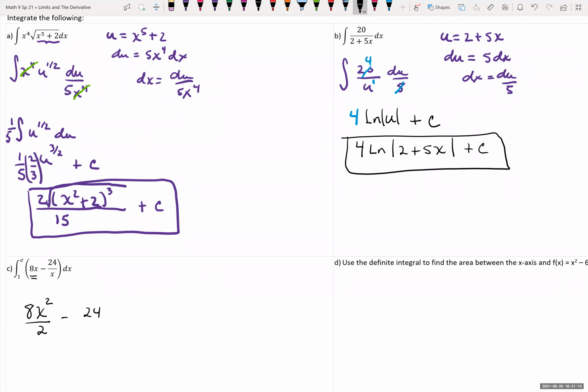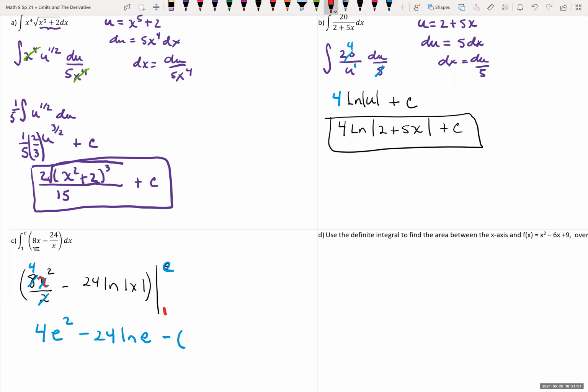So plug in the upper bound first. And actually, let's just simplify. 2 goes into this 8 4 times. So we have 4 times e squared, minus 24 natural log of e. I don't really need the absolute value because that's positive. And then we're going to subtract off parentheses. Now plug in 1 wherever we see an x. So we have 4 times 1 squared, minus 24 natural log of 1.